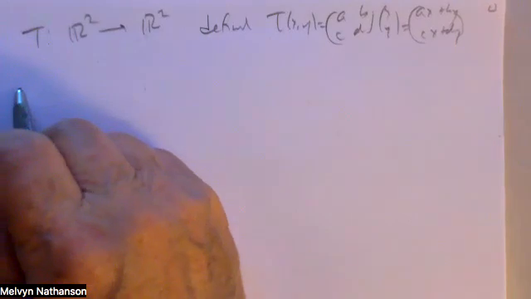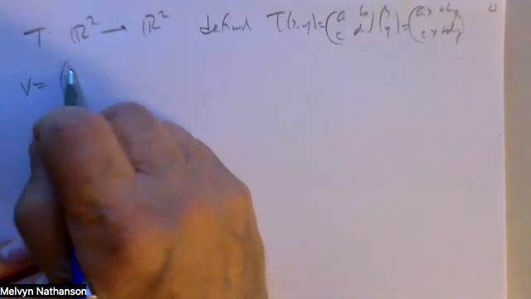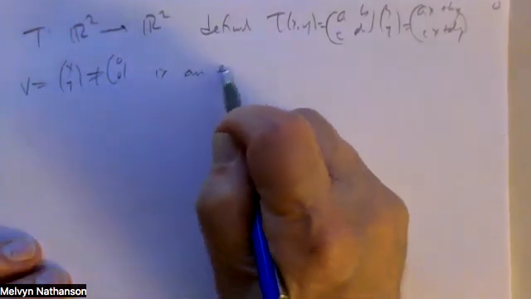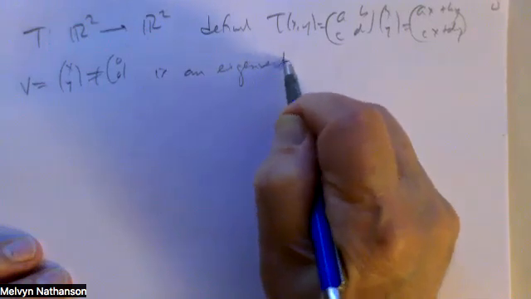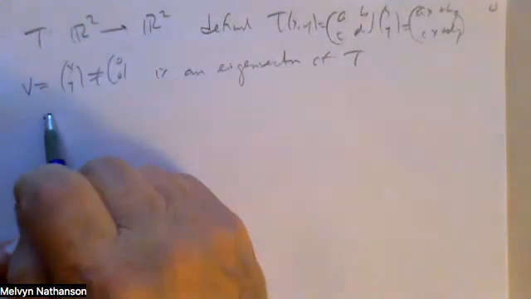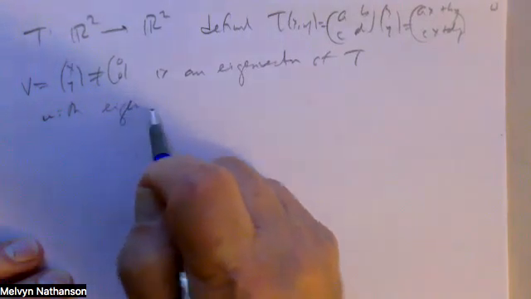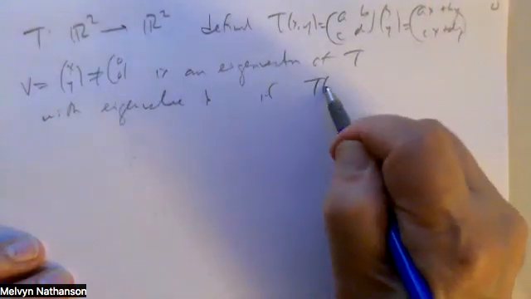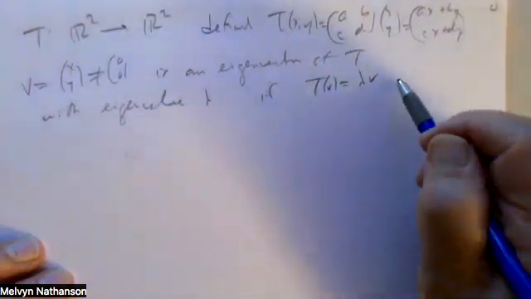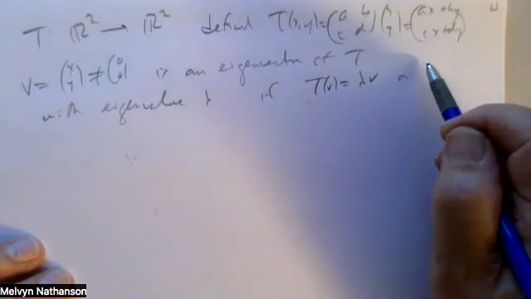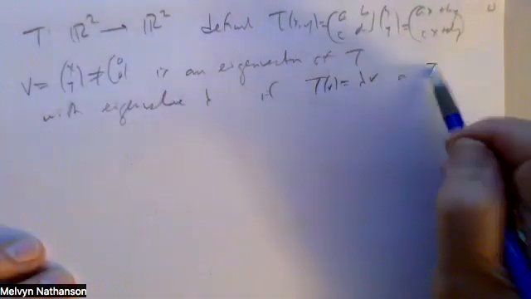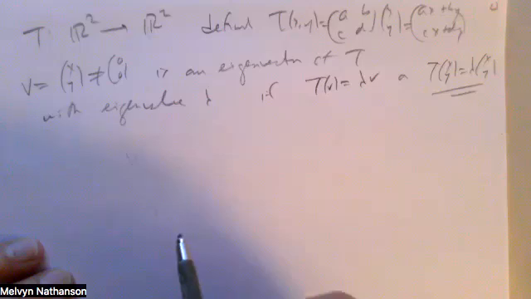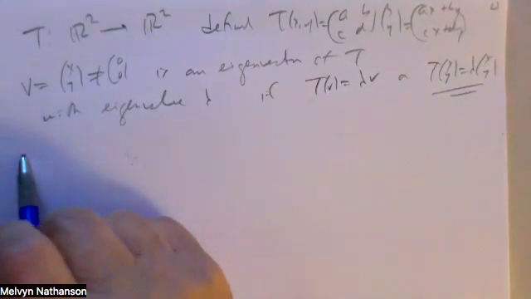So v = (x, y) not equal to 0 is an eigenvector of T with eigenvalue lambda. This means that T of v is lambda v, or if you like, T of (x, y) is lambda times (x, y). What is this in terms of a, b, c, and d?